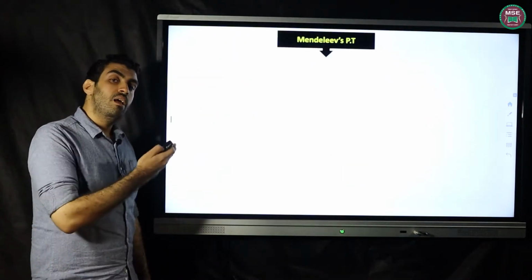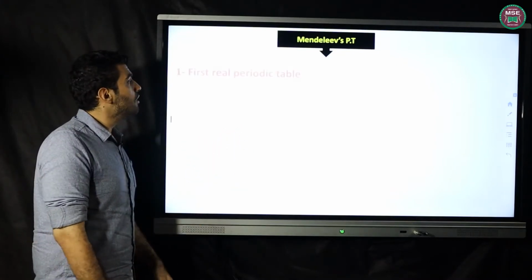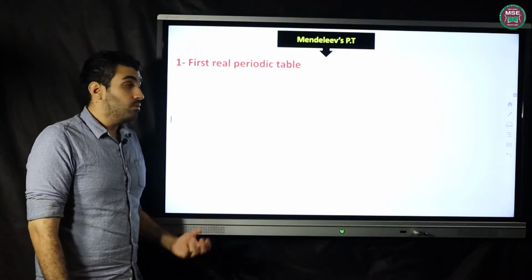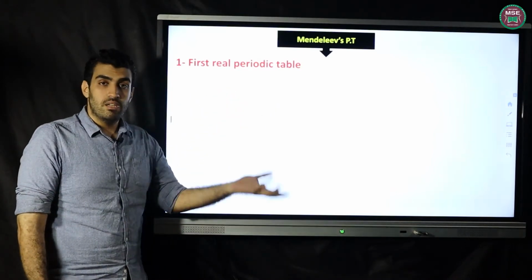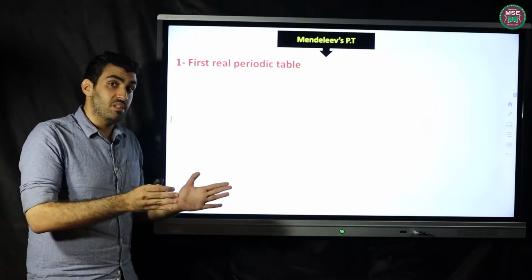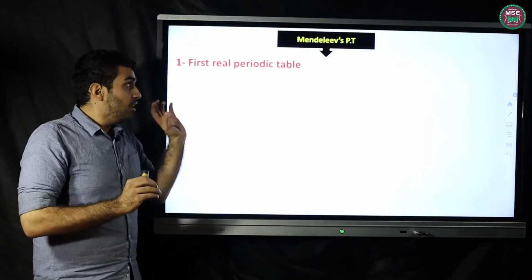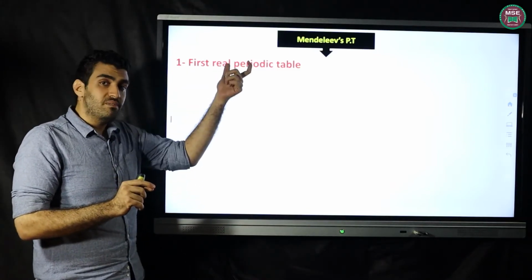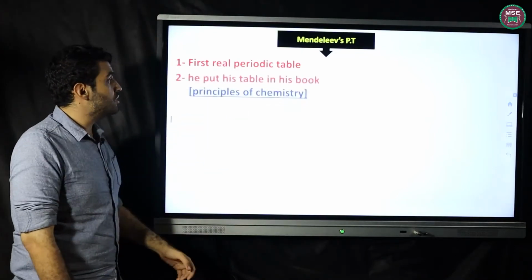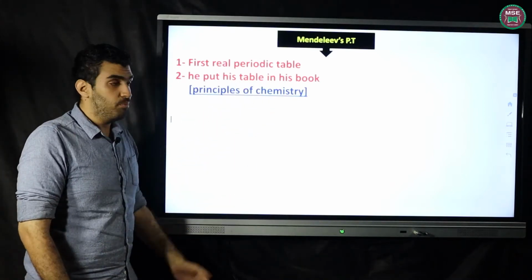First one is Mendeleev's periodic table, the periodic table made by Mendeleev. It's called the first real periodic table. Why? It's called the first real periodic table because before Mendeleev, many scientists tried to arrange the elements. But the best try in this time was Mendeleev's periodic table. So it's called the first real periodic table. Number 2, he put his table in his book, Principles of Chemistry, just an information.